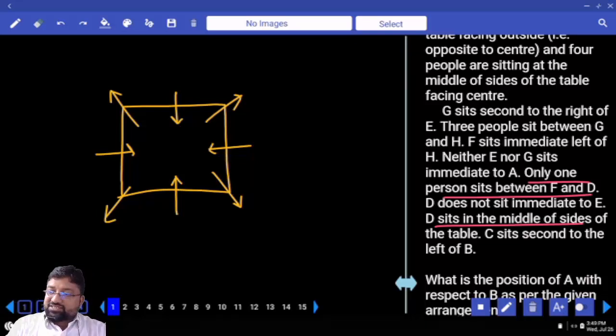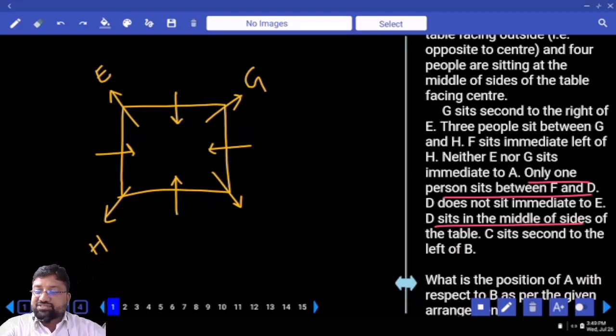Okay, G sits second to the right of E. E second right, G, 3 people between G and H. Neither E nor G sits immediate to A. Neither E nor G sits immediate to A. A has how many possibilities? 2 possibilities. Right? Next line.